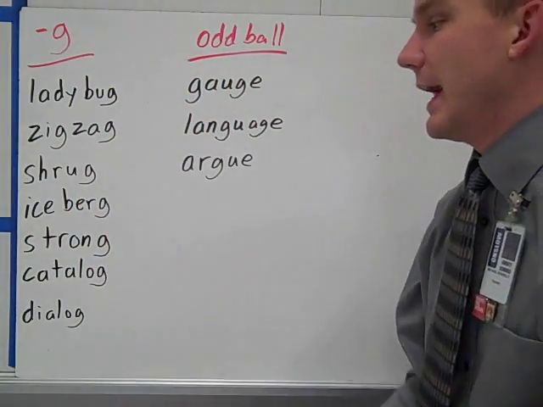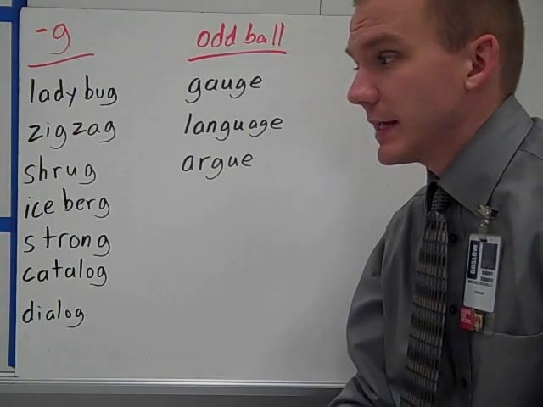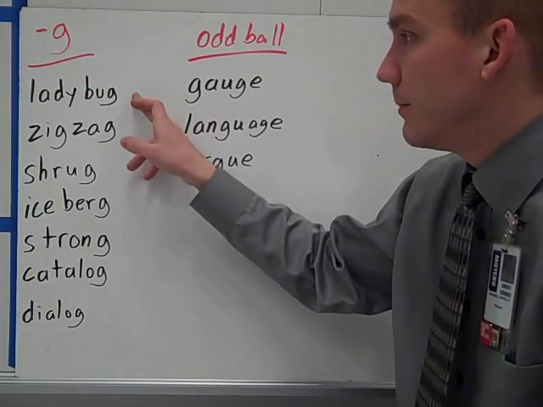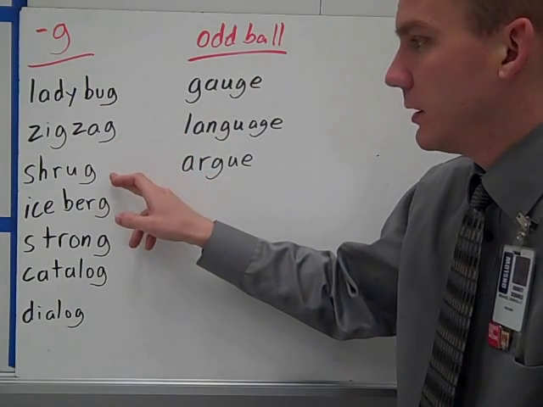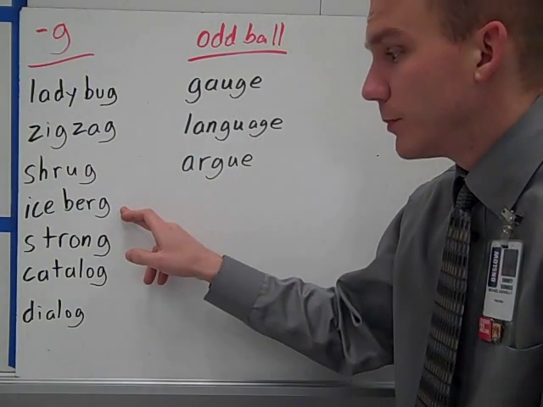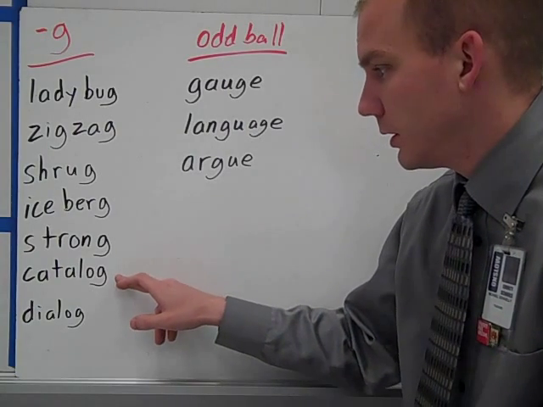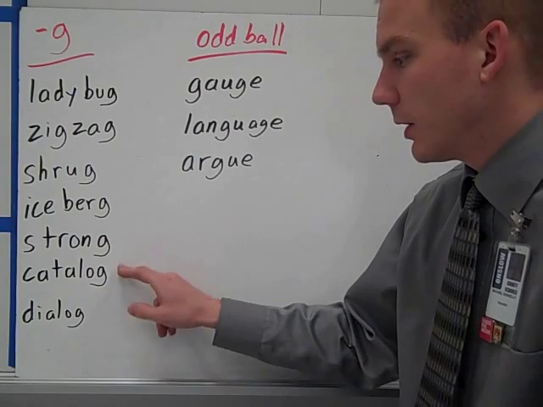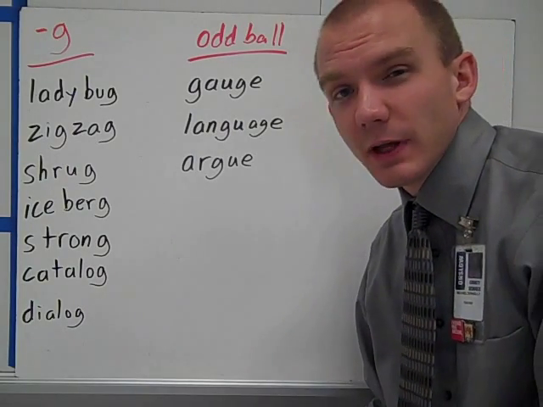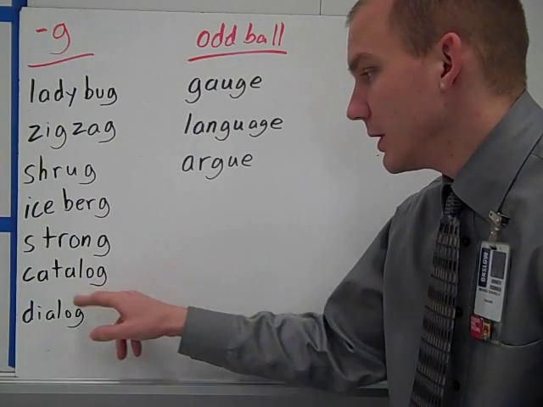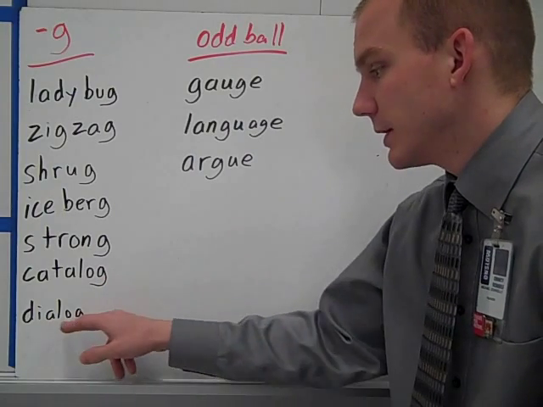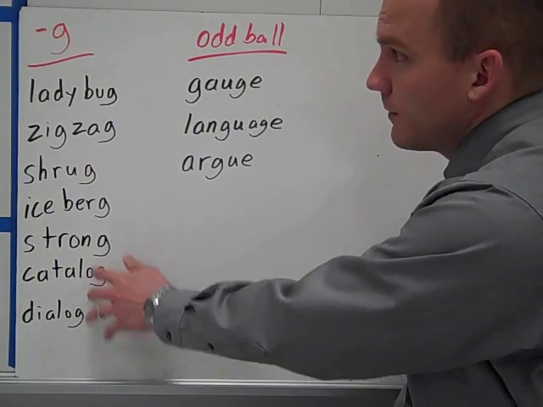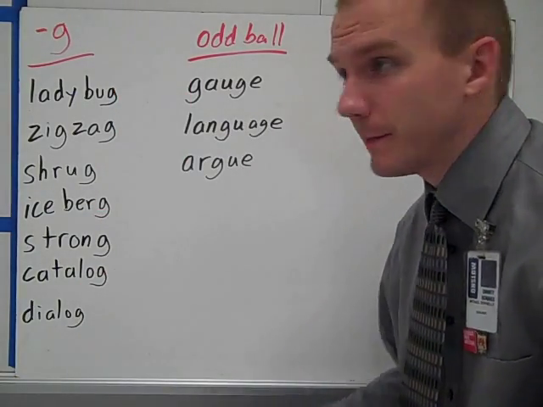Now you just have words that end in G, and that G is a hard G. Ladybug, zigzag, shrug, iceberg, strong, catalog, and dialogue. Catalog and dialogue are interesting because they actually have alternative spellings that end in UE, like catalogue and dialogue. But in this case, we're just looking at the ones that end in G, and that's a hard G.